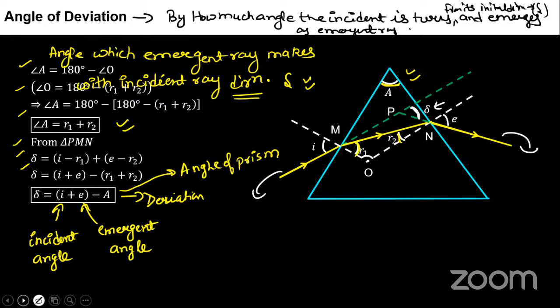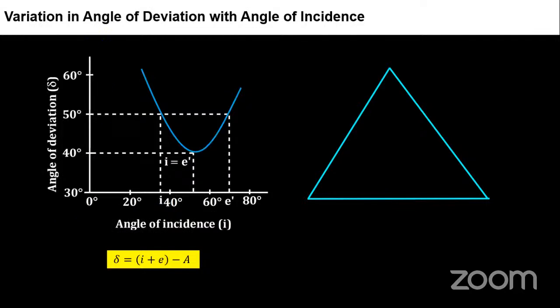Now let us analyze the graph. Suppose a ray is going inside, deviating and coming out.